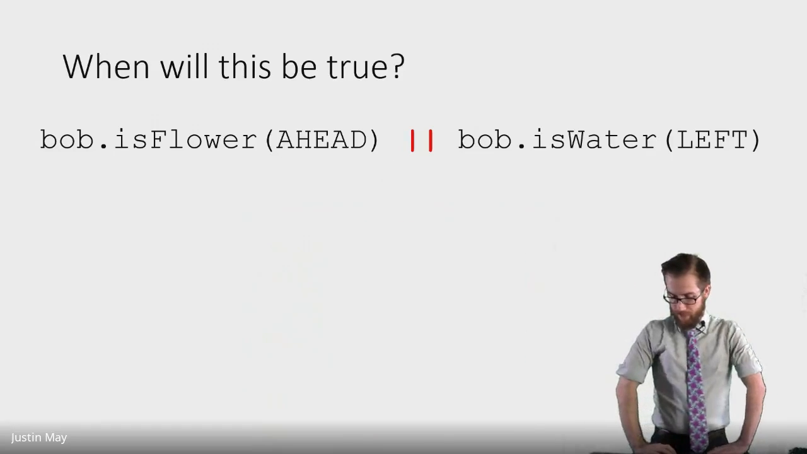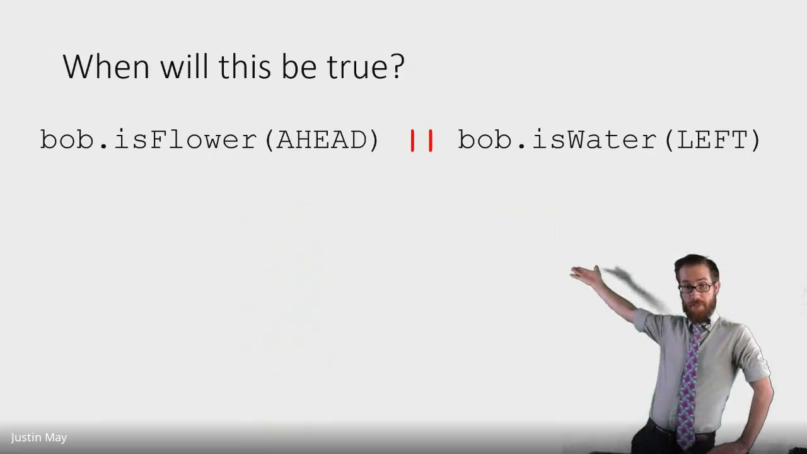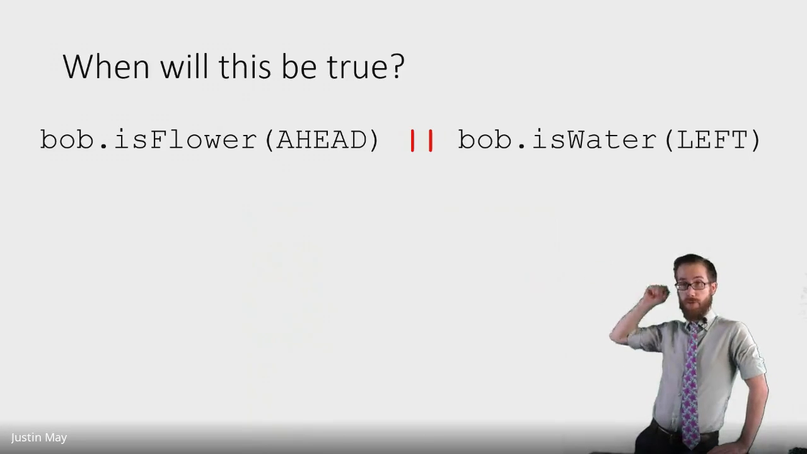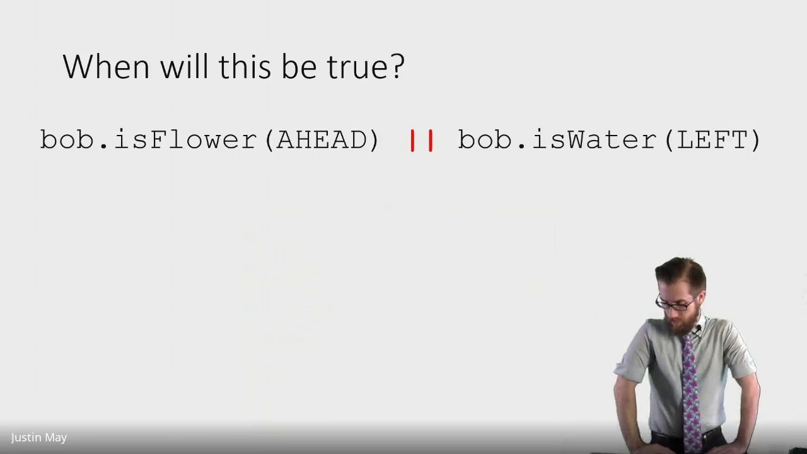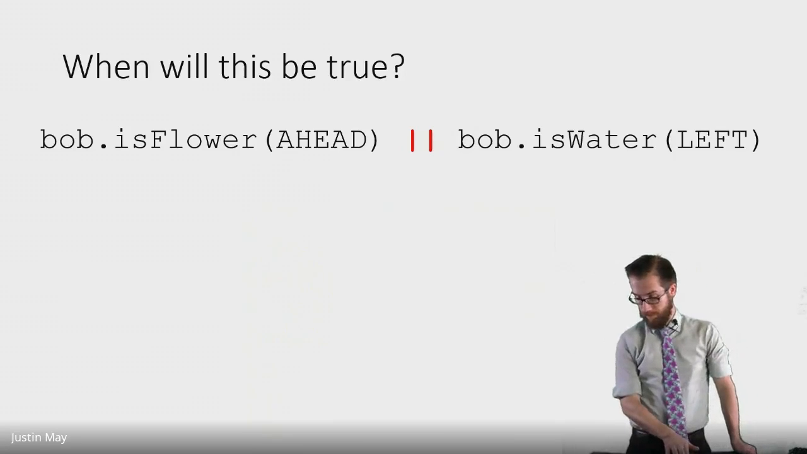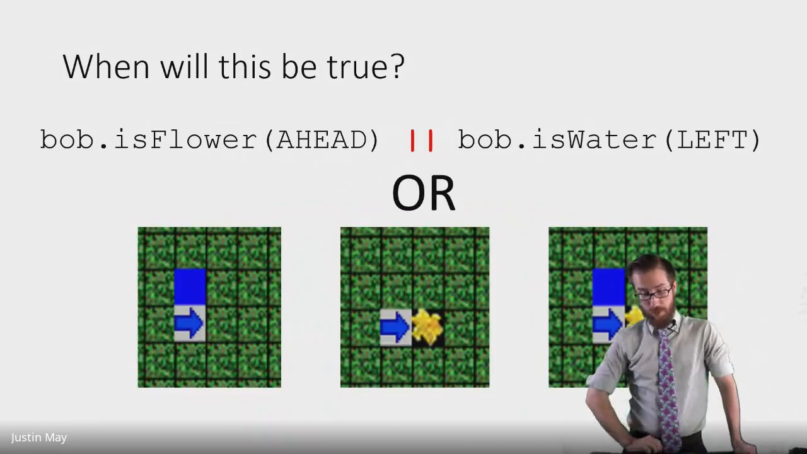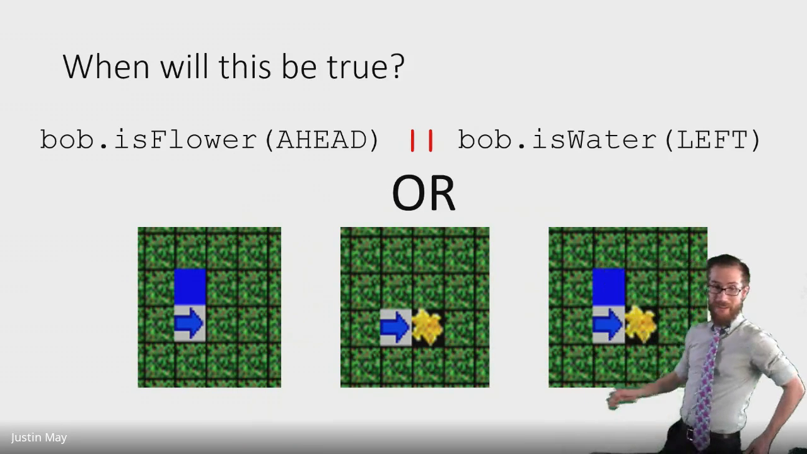How about this? When will this expression be true? So we've changed what that funny symbol is between the two Boolean expressions. What will make this evaluate to true? So this means or, and there's a couple of situations.